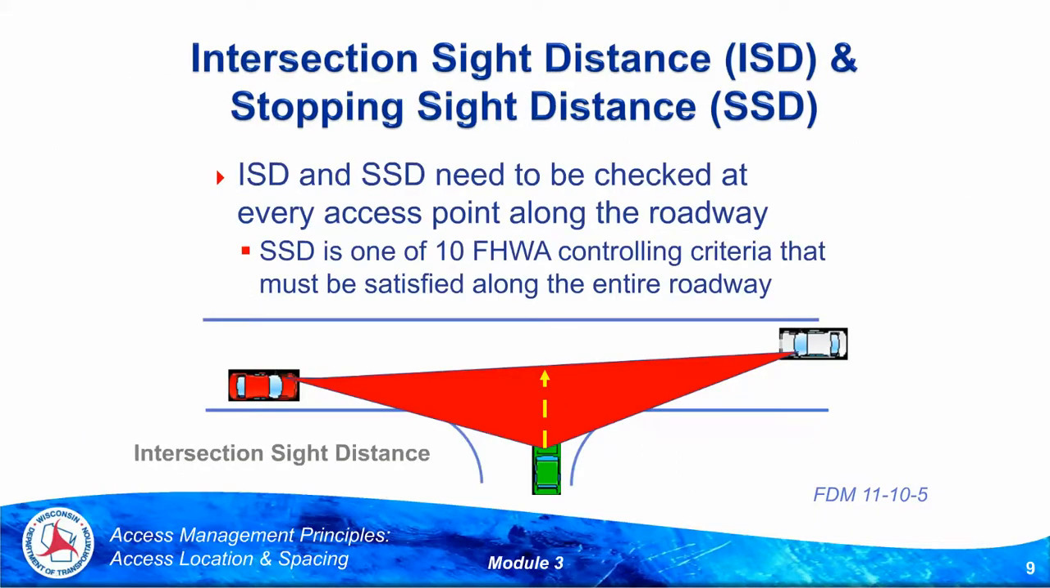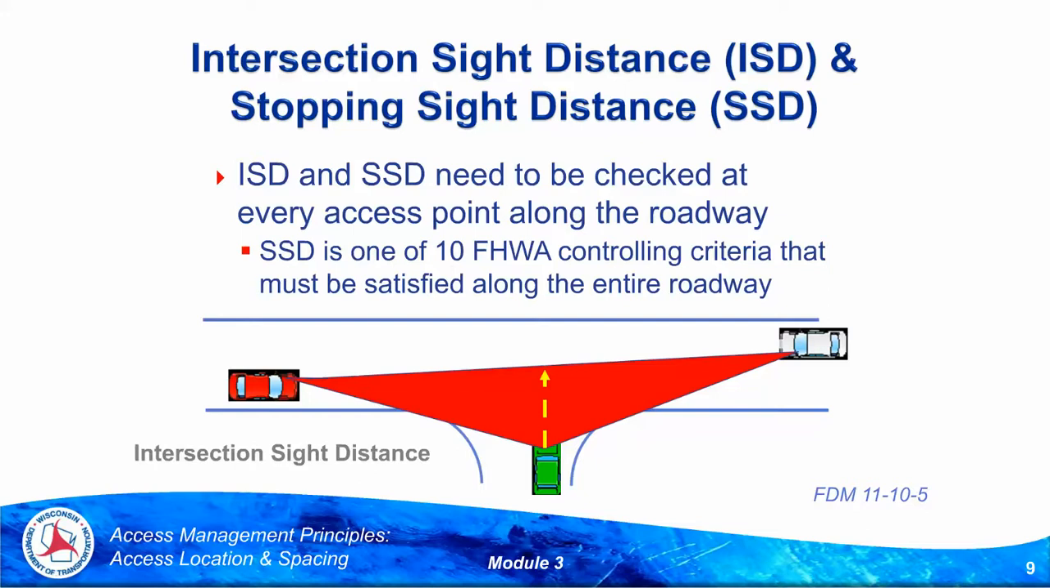Stopping sight distance, defined here. It's essentially the minimum length of roadway needed to stop the design vehicle. And the technical definition in here, like I mentioned before, stopping sight and intersection sight distance need to be checked at every driveway to ensure that not only mainline traveling vehicles can see an oncoming vehicle from a driveway, or an entering vehicle, I should really say, but also that the entering vehicle can see vehicles in the traffic stream already before they enter.